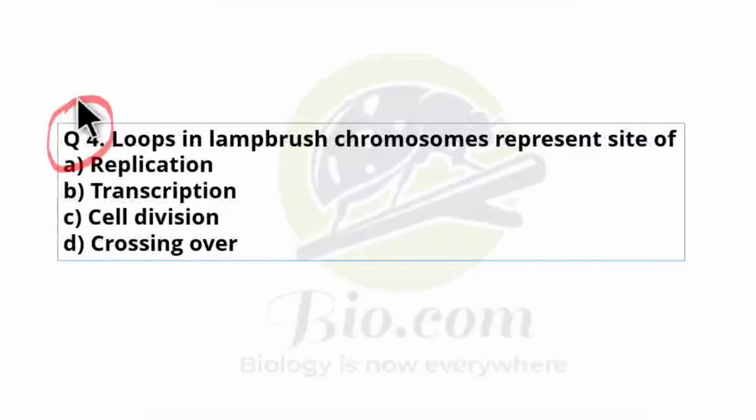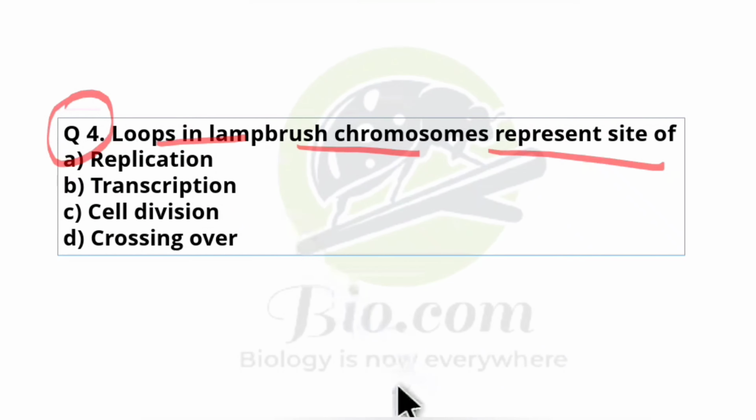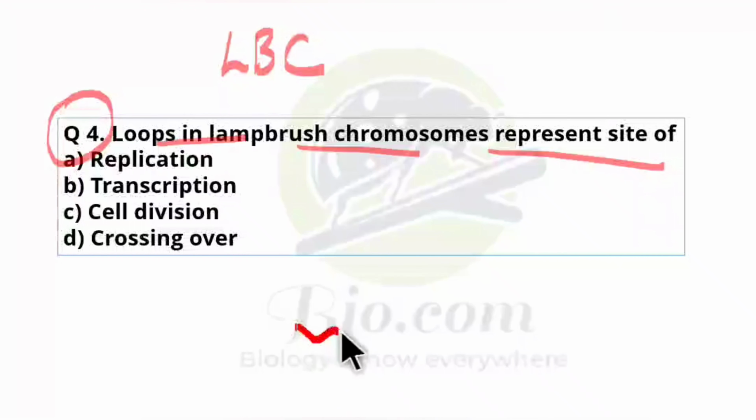Now question number 4, which states that loops in lampbrush chromosomes represent the site of. So basically, lampbrush chromosomes occur like this.